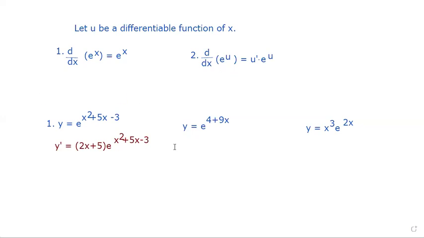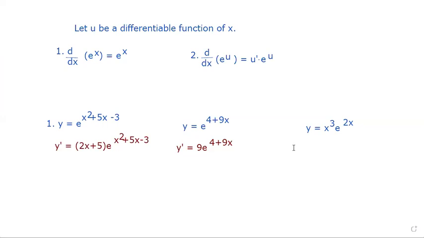Okay, let's look at this second problem. We have y is equal to e raised to the 4 plus 9x. This is another easy example. The derivative of 4 plus 9x is simply 9. So we have 9 times e to the 4 plus 9x.